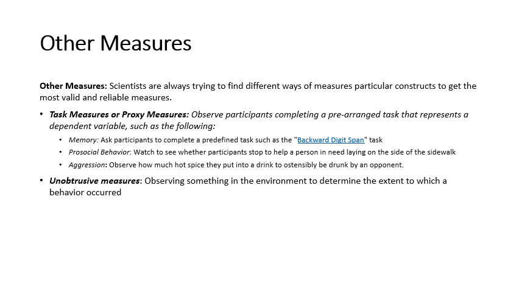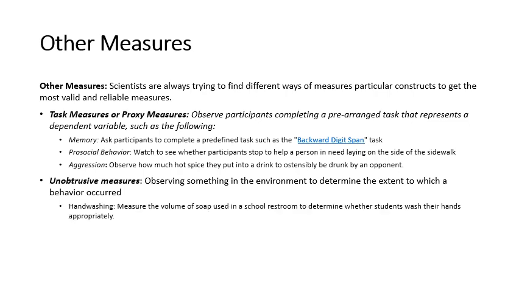So next, unobtrusive measures. We can observe something in the environment to determine the extent to which a behavior occurred. I'll have another example of this, but here's a simple example: hand washing. If we want to know how much hand washing occurs, that's good hand washing, we could measure the volume of soap used in a school restroom to determine whether students wash their hands appropriately.